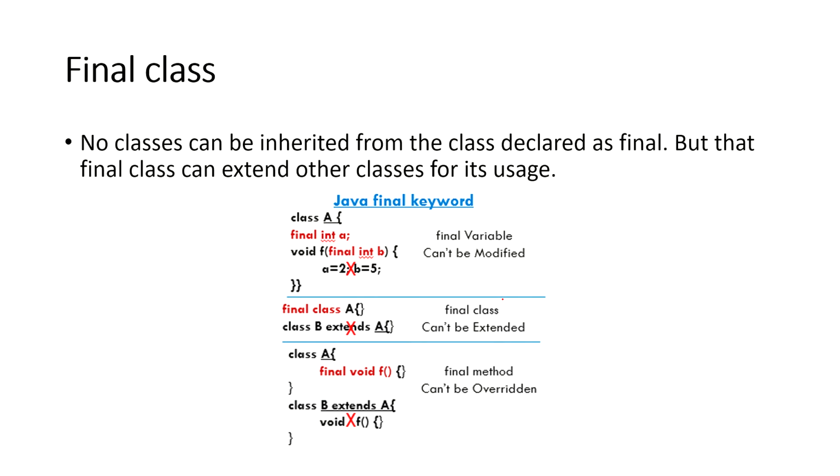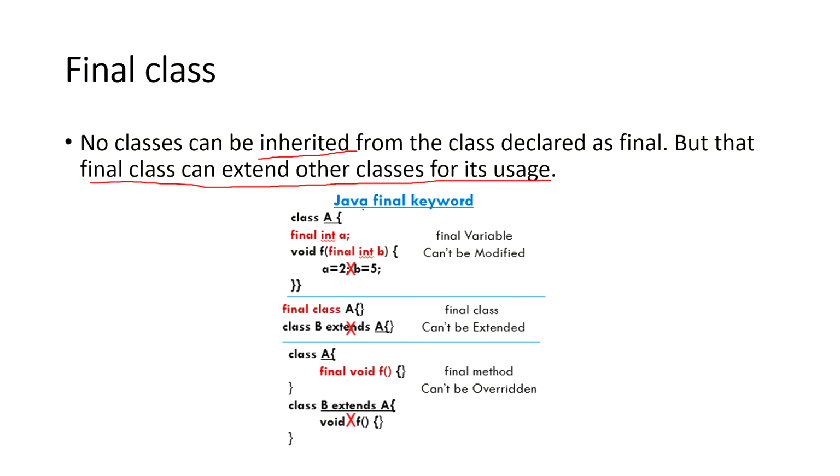Now, talking about a final class, it cannot be inherited. No class can inherit from a class declared as final. But a final class can extend another class for its usage. Let's say we declared a class as final. That final class cannot be extended by a child class, but that particular class can use another superclass. That is what they mean.